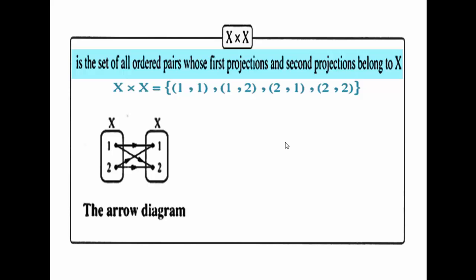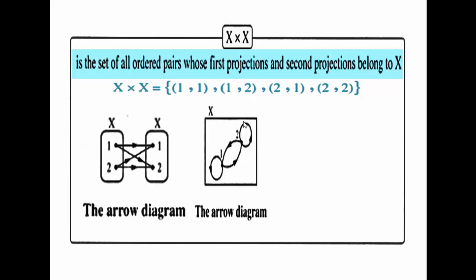To draw it with an arrow diagram, the two columns will be x and x. 1 will join with 1 and 1 with 2, 2 with 1 and 2 with 2. A different way to draw the arrow diagram: we look here at 1 and 2. The first ordered pair is 1 and itself.